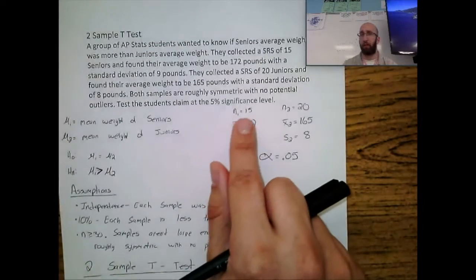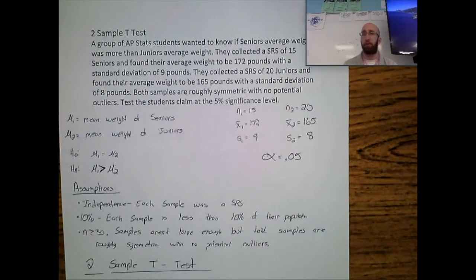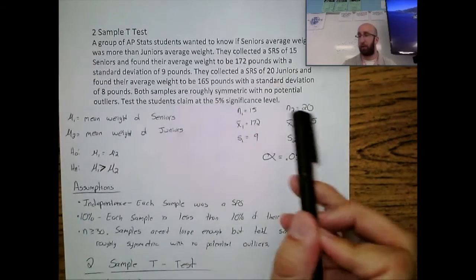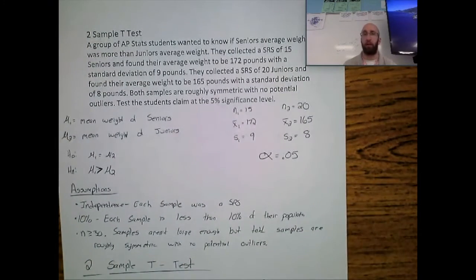The samples of 15 and 20, those are not big enough, okay? They're not greater than or equal to 30, so we have to do more. What I would love to do is take each sample, take the raw data, get a box plot out of it or some sort of graphical display, and I want to check and make sure things are roughly symmetric with no potential outliers.